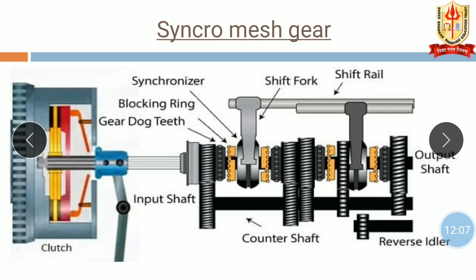And what is the advantage of the synchronous gearbox? What we are getting is smooth gear changing. The gear teeth are not going to be damaged at all, because first we are synchronizing the speed. After that we are engaging that particular gear, or we are selecting that particular gear. And the rest of the functions are the same as those of the constant mesh gearbox.